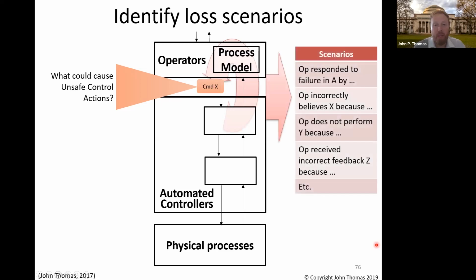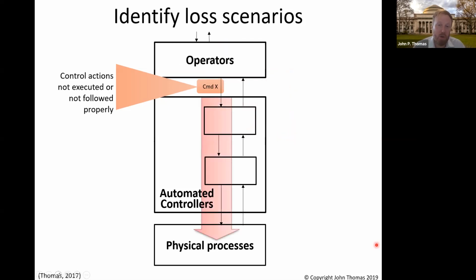They look like this. The operator responded to a failure in A. That's why they did this thing. They were incorrectly believing X because, and X made it look much more reasonable to provide that control action. The operator does not perform Y because something else is happening. The operator received an incorrect feedback Z because something else. And we build these scenarios. We always explain why these are occurring, and that provides the foundation to make decisions and to put controls in place in our system, or to make changes. Or maybe we go back and remove some features and eliminate the problem altogether.